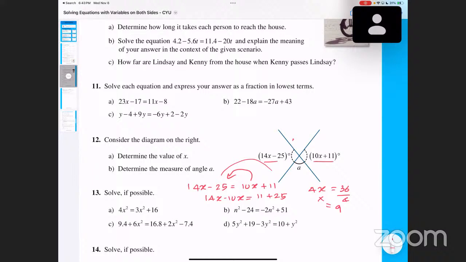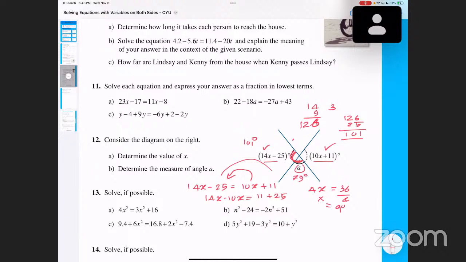So if you know the 9, then you should be able to find this angle, and then another property says these two angles add up together to 180 degrees. Because we know x is 9, 14 times 9 is 126, minus 25, so that is 101 degrees. If you know the 101 degrees, pretty straightforward math, the other should be 79 degrees.